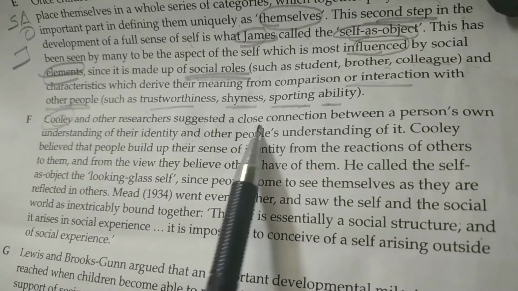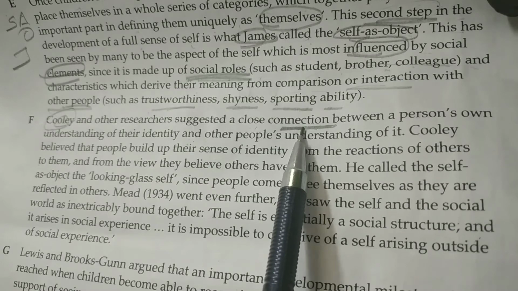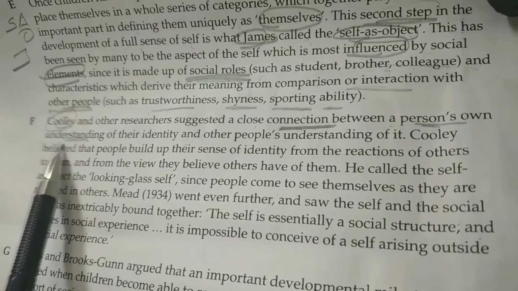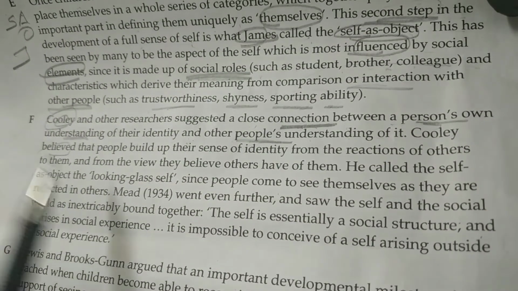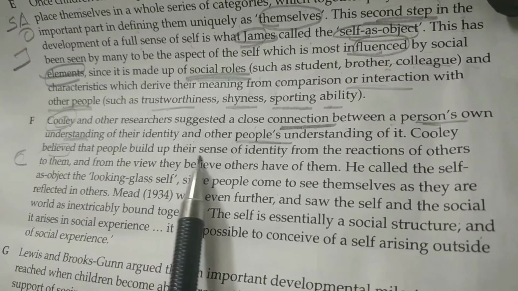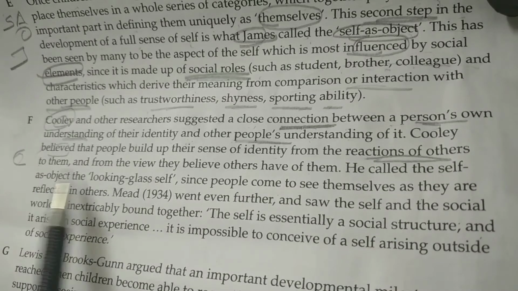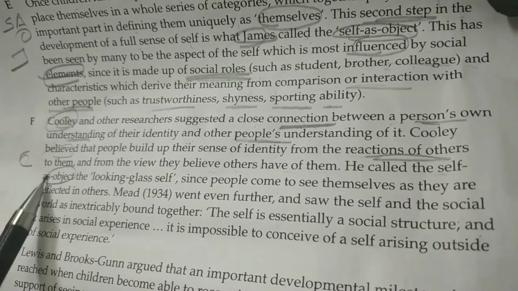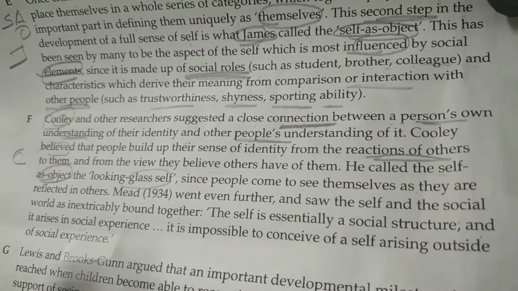Cooley and the other researchers suggested that the connection between... Now here's the connection. So there was the mention of a link. Okay, the connection between a person's own understanding of their identity and the other people's understanding. That Cooley believed. Okay, write down Cooley over here. There's a sense of identity built up from the reactions of other people to them, and from the view they believe others have of them, and they called this the self as object. Again here, the looking glass: in a sense the people see themselves as they are reflected in the minds of others.